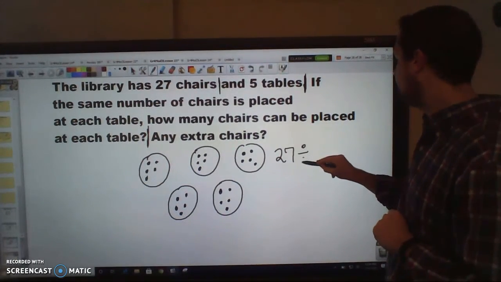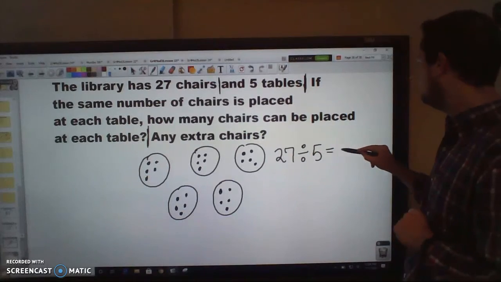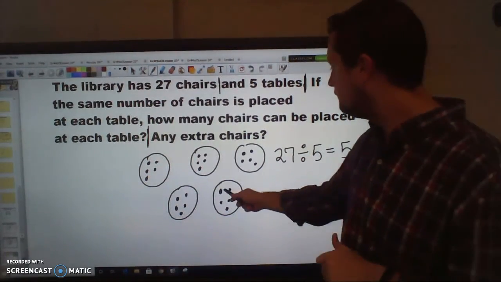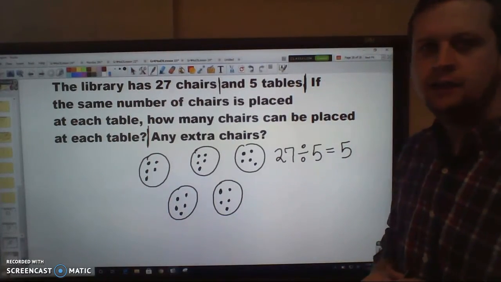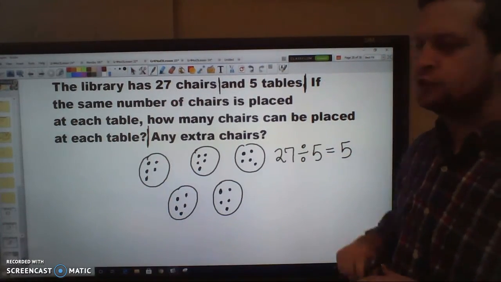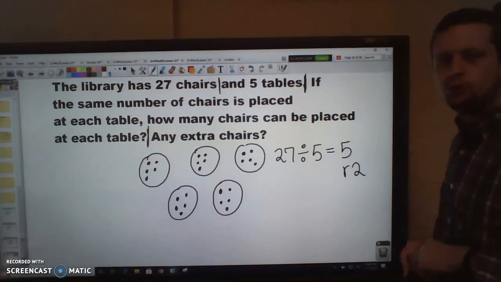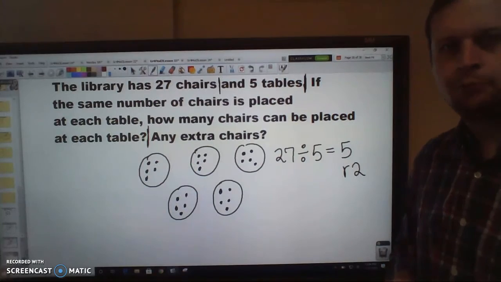So 27 divided by 5 equals 5. Excuse me, equals 5. Again, 5 chairs at each table. Any extra chairs? Yes, there's going to be remainder 2. 2 chairs that are left over.